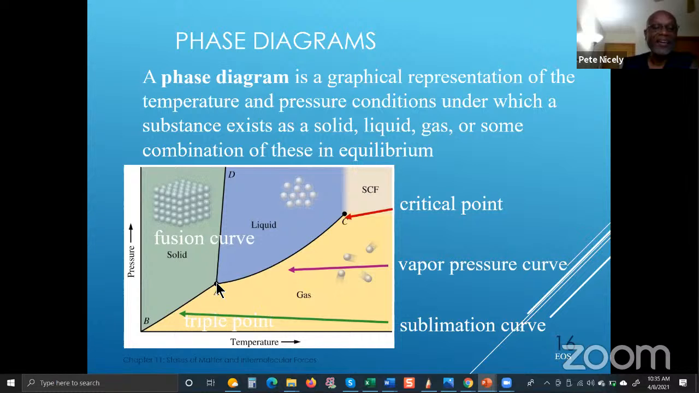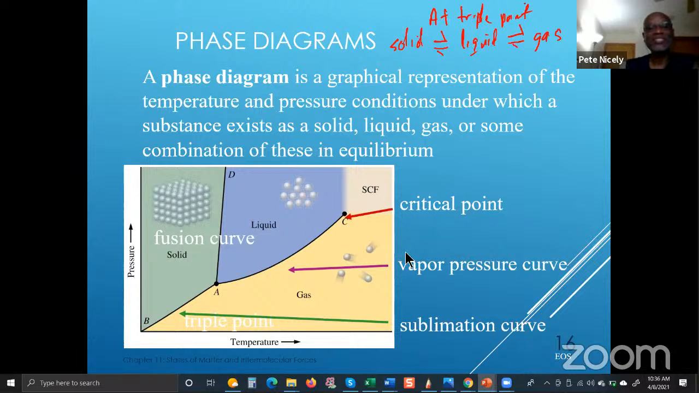This triple point here, as you can see, is where you have the coexistence in equilibrium between the solid, liquid, and gaseous state. So in other words, at the triple point, you have the solid in equilibrium with the liquid in equilibrium with the gaseous state, all right? So that's what happens at the triple point.